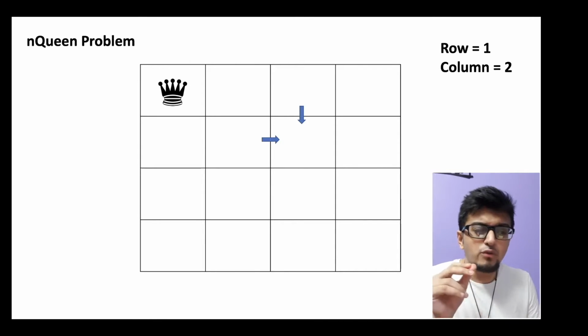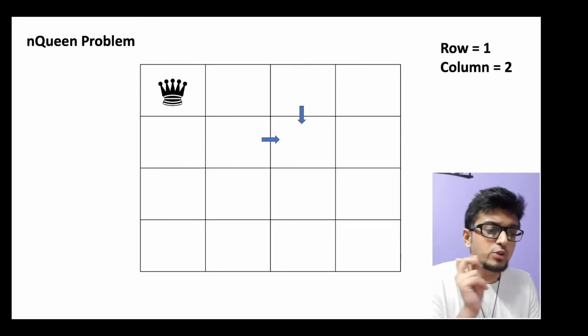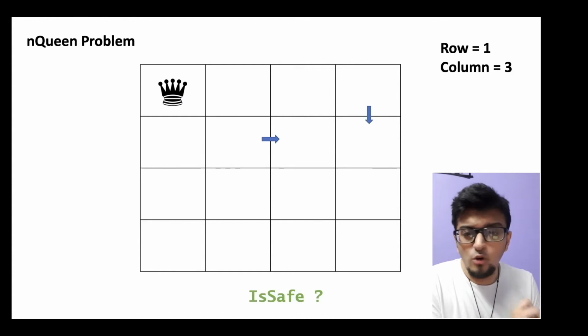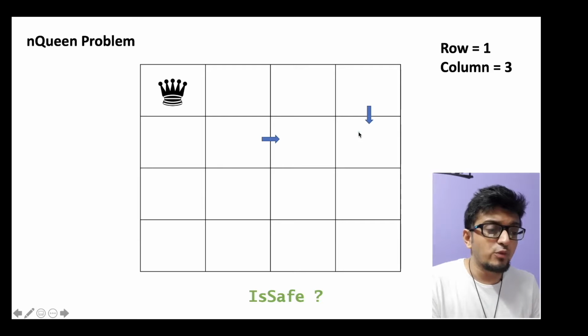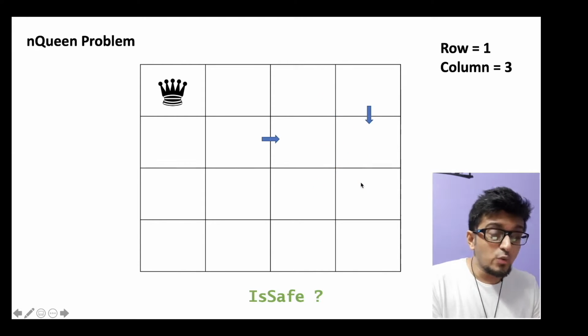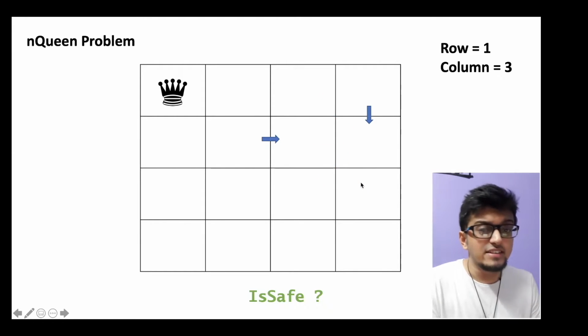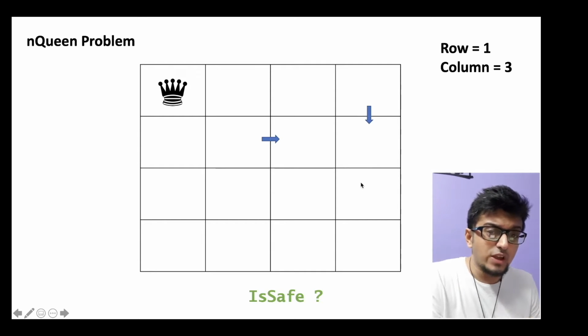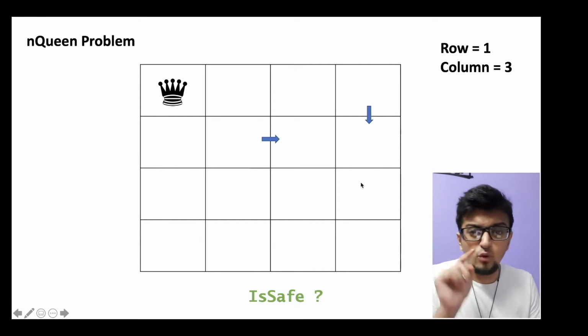For this second row, we will move forward to the next column, the last column here. Again we will check whether this position is safe to place a queen or not. Since there is no attacking queen on any side, we can easily conclude that yes, this is another safe position for the queen, and we can place the queen here.